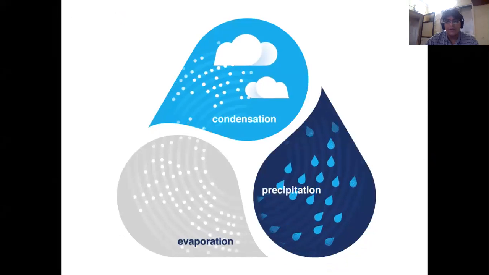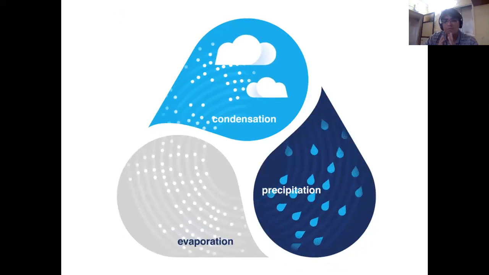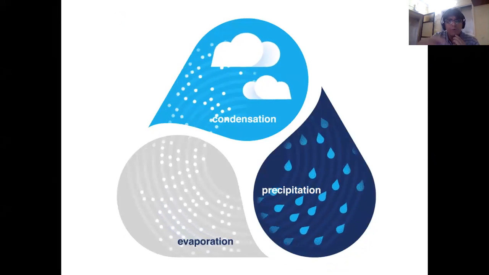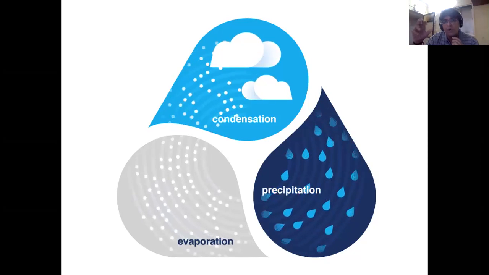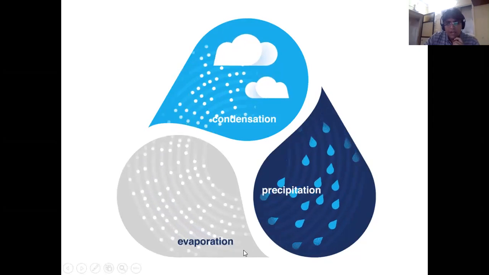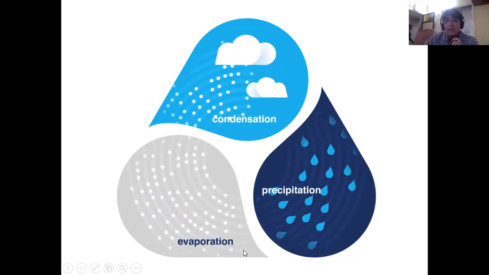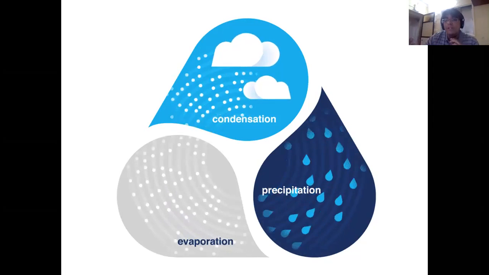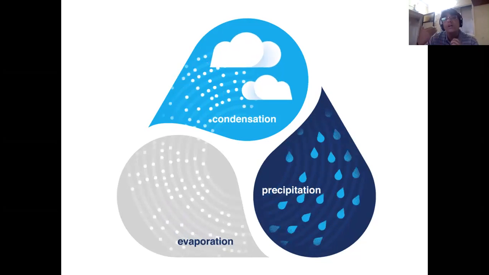Now, to understand this, first of all, pay attention here. What is evaporation, what is condensation, and what is precipitation? Evaporation is nothing but the conversion of water into water vapor, that is from the liquid state to the gaseous state.